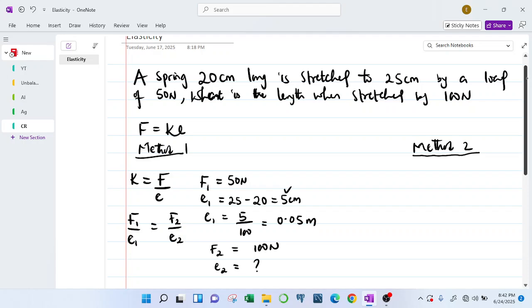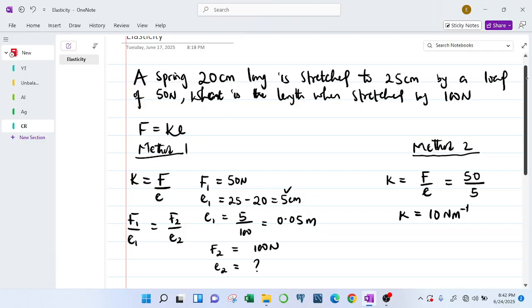So the first one is from F equals KE, you need the constant from the very first situation where the load extended it. So K equals F over E. And the F in that case was 50 divided by the extension, which was, like I said, we want to solve in centimeter now because our final answer is going to go back to centimeters, which is 5. So our K is now 10 Newton per meters. So this K is always constant.